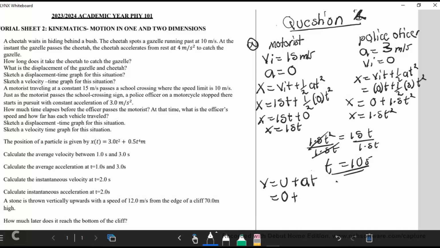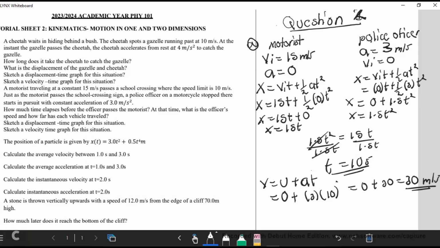So meaning the acceleration here is just 3, then the time is 10, such that it will be 0 plus 30. Your answer will come up to be 30 meters per what? Per second, like this. So this is your velocity. Since they're asking, at that time, what is the officer's speed?